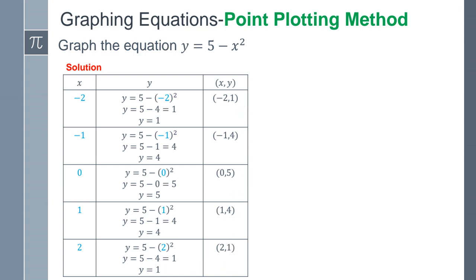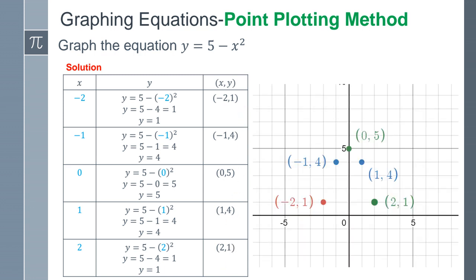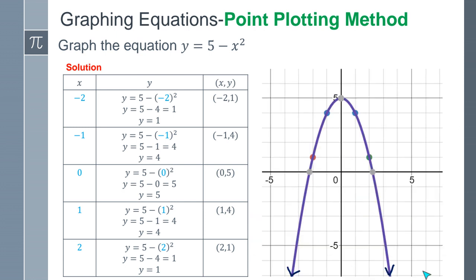If I plot them, then this is what they look like after we plot them. And since it says to graph, that means we're going to connect the points. And so if I connect the points, then it forms this parabola. So anytime you're working on any problem, if you're not sure what it looks like, this would be one way to figure out what the method is going to be. You can use the point plotting method to figure out what the graph is going to look like.